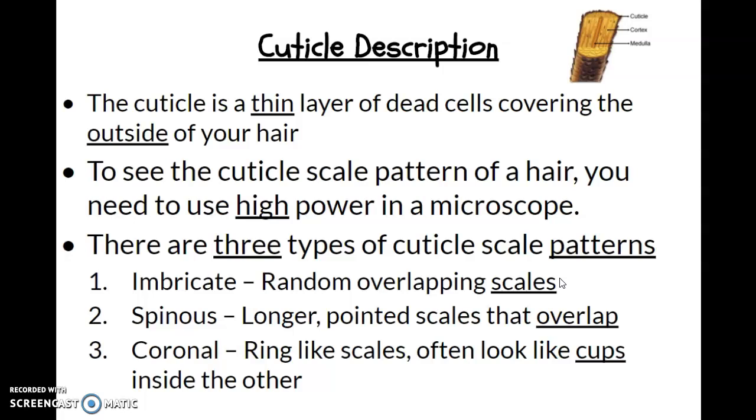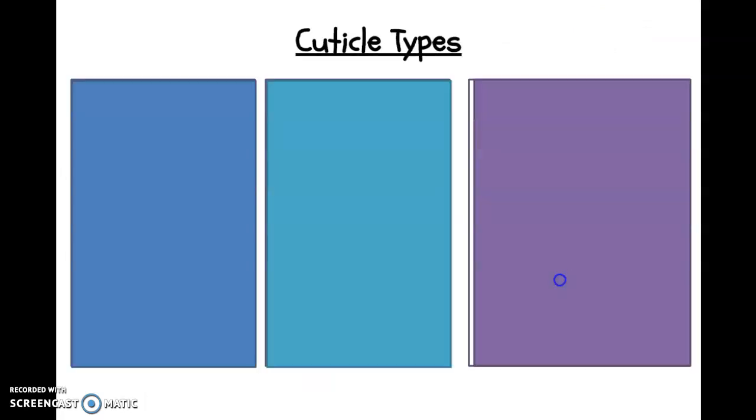So the cuticle is a thin layer of dead cells covering the outside of your hair. To see the cuticle scale pattern of your hair, you need to use a high-power microscope. There are 3 types of cuticle patterns. So there's imbricate, and this is kind of random. And then there's spinous, and these are very pointy. And then there's coronal, and they are rings. They are ring-like scales that look like little cups. So we're going to look at the 3 different types.